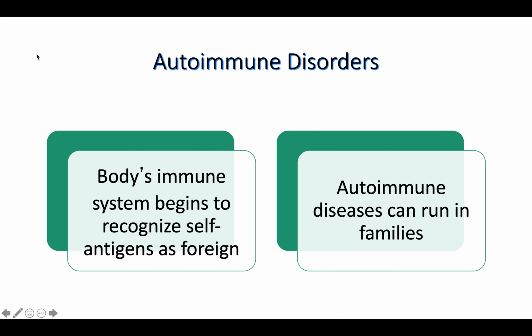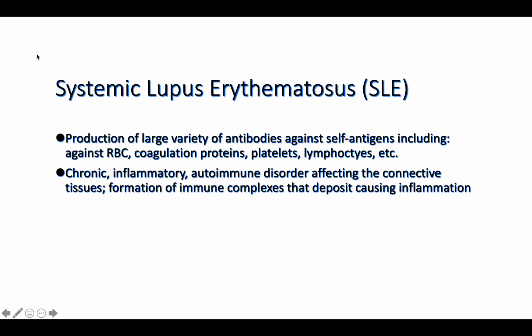Okay, so we're going to move on. Those are basically the hypersensitivities to autoimmune. And what is that? It's when the body's immune system begins to recognize self-antigens as foreign. Autoimmune diseases can run in families, but sometimes they say not so much. It doesn't matter if one person gets it. It's like, why did their body kind of turn on themselves? Why would the body recognize self-antigens as foreign? And we know if it recognizes self-antigens as foreign, it's going to kill the cells, and hence we have disease.